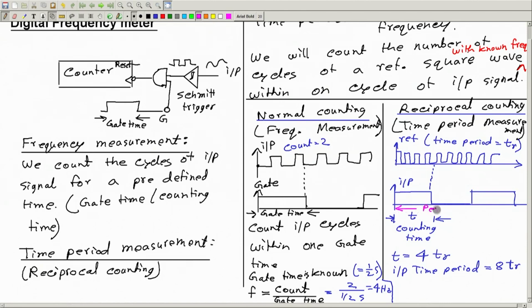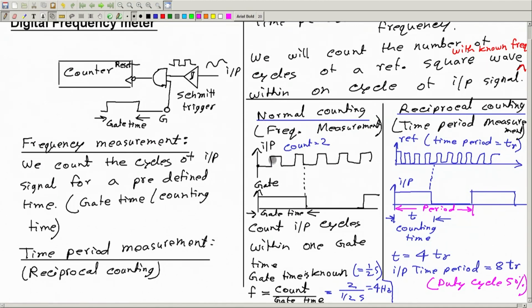This is one time period, right? And if we assume that duty cycle is 50%, that means this time is the same as this time. So, if I have 4 counts here, I will obviously have 4 counts here. So, then I can say the time period is 8 T r, where T r is the known time period of the reference signal.